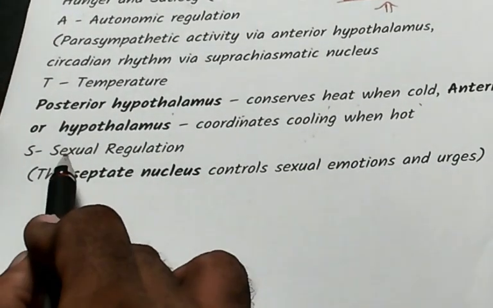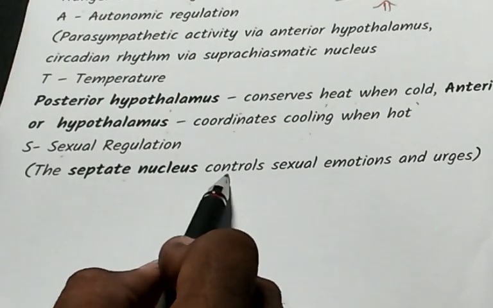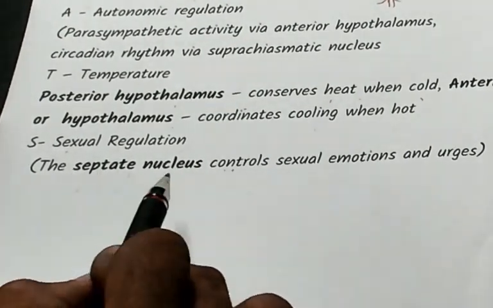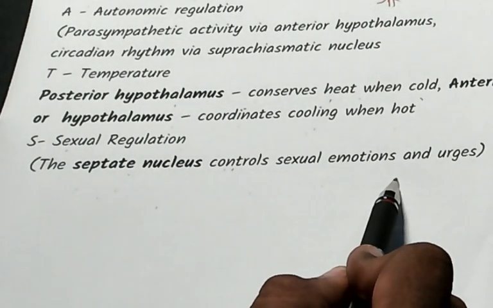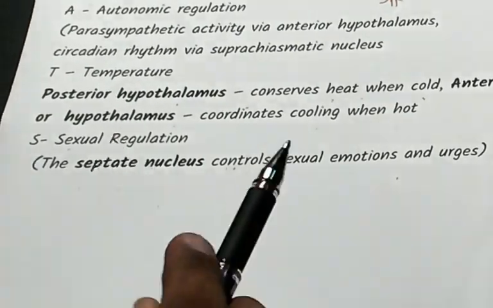Finally, most important thing क्या है doctor? Sexual regulation. Septal nucleus. S for sex, S for septal. Septal nucleus controls the sexual emotions, sexual urges is what you have to basically remember.